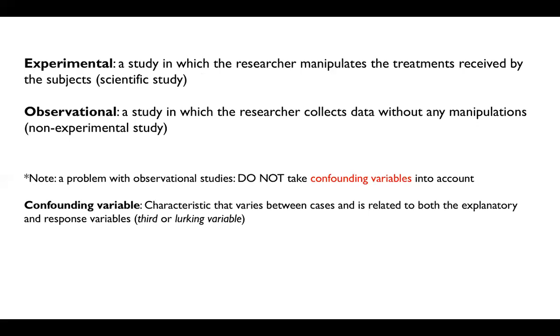So confounding variables, also known as third or lurking variables, they vary between cases, and they're mostly related to both the explanatory and response variables. So a very common confounding variable is age. Age is very common because a lot of times when you collect data, you may not take age of your participants into account, and you may see a pattern among people of a certain age, and then you may not realize that that has directly to do with that confounding variable.